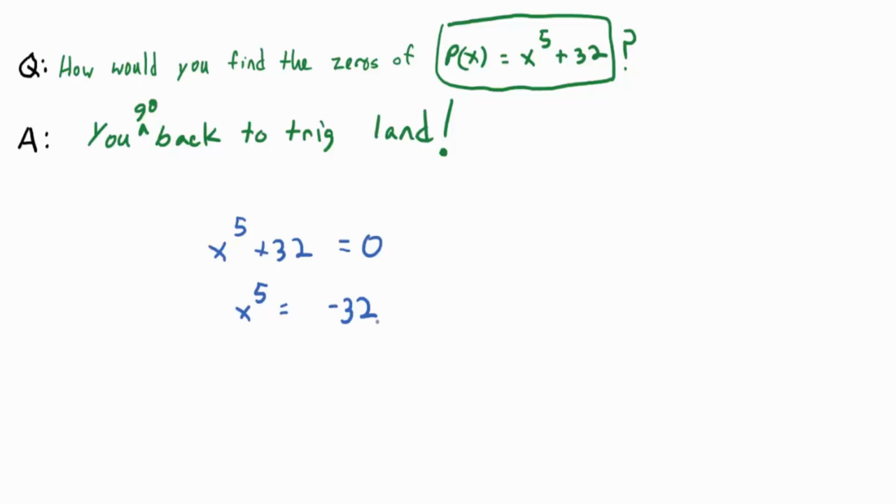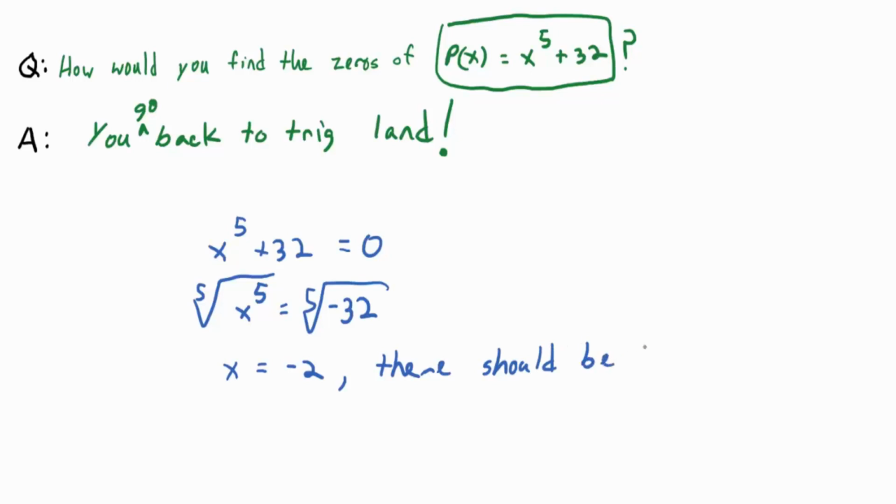We know that there's got to be 5 zeros from the fundamental theorem, right? It's a degree 5 polynomial. And you know that one of them you get by taking the 5th root of both sides. And so you get negative 2 for one of them. That's the real numbered answer. There's going to be 4 complex answers is what I'm trying to get at here. So there should be 4 more zeros, and that's by the fundamental theorem of algebra, FTA.